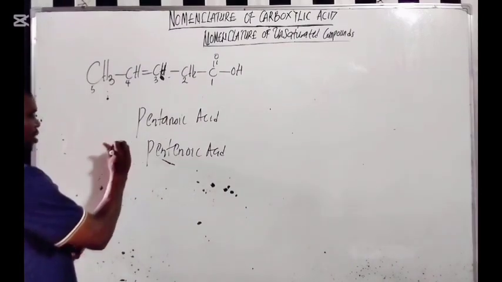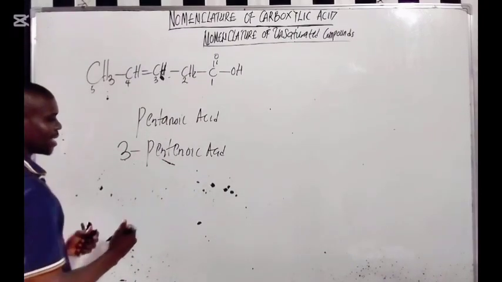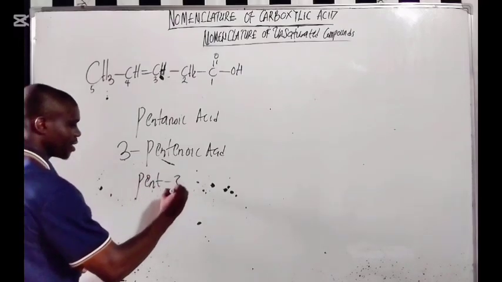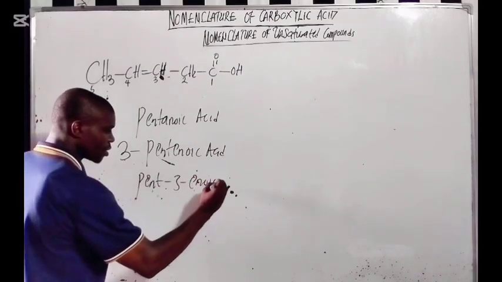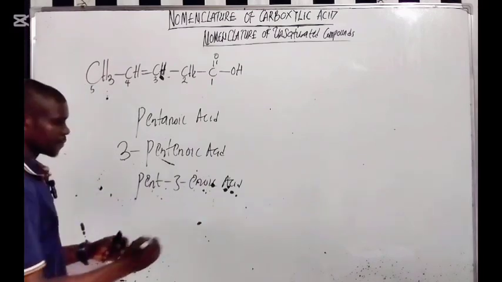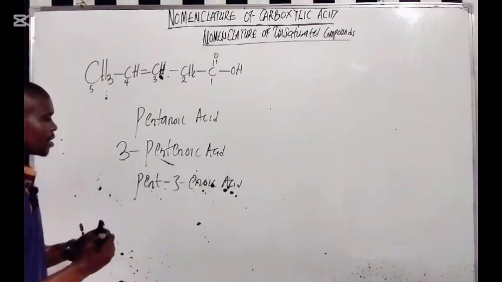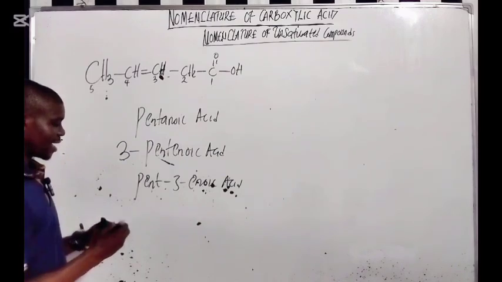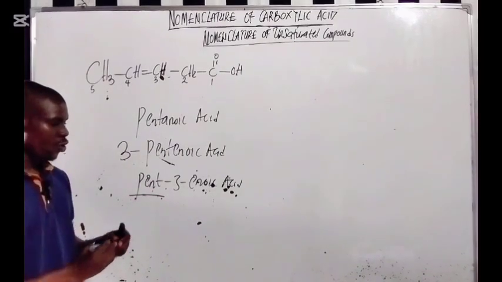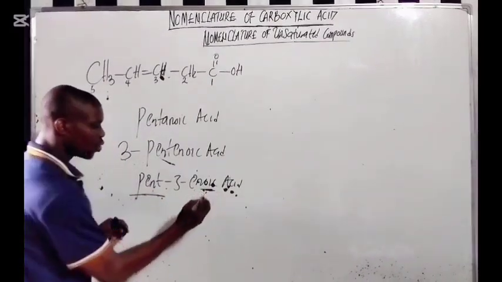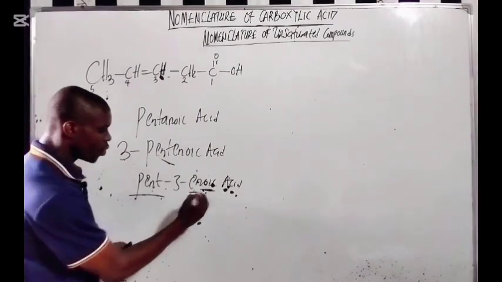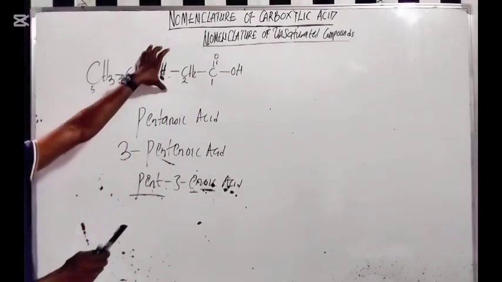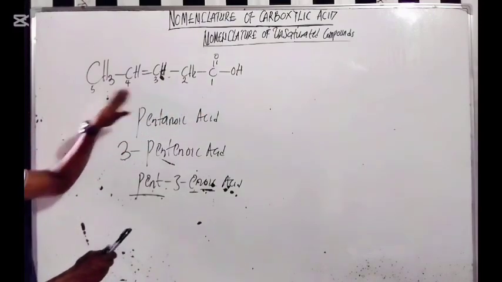You can either say 3-pentenoic acid, or you can say pent-3-enoic acid. It can be either of these. What does it mean here? That is 5 carbon atoms with a carboxylic acid, or oic acid, and a double bond at carbon number 3. So that is the name of this compound. You have 1, 2, 3, 4, 5.